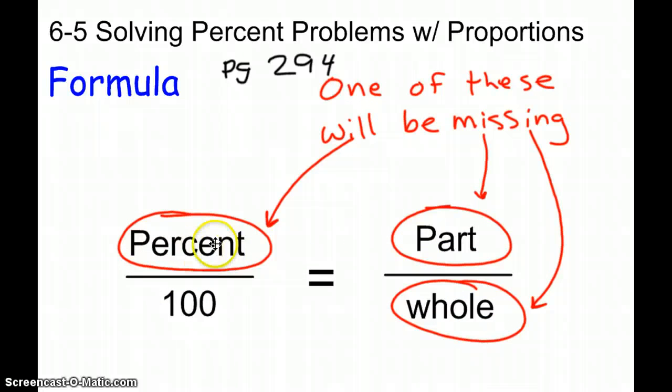The percent will be missing one time. The part will be missing in another situation. The whole will be missing in another situation. So we're basically going to take one of them away, give you the other three, and then you have to find the fourth through cross multiplying and dividing. That is the main part of this section.